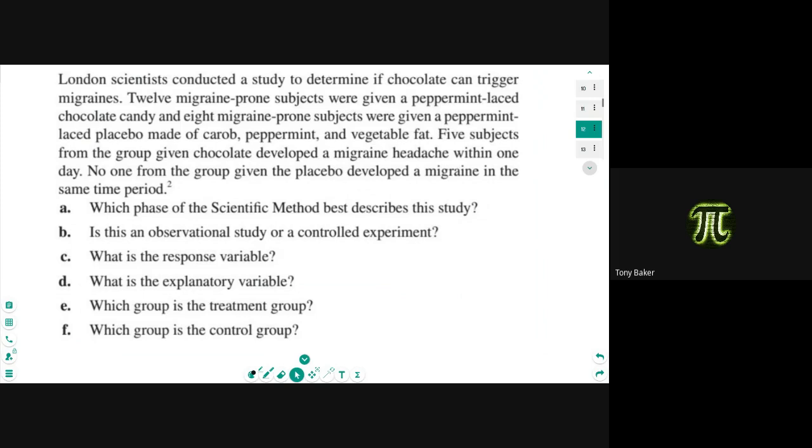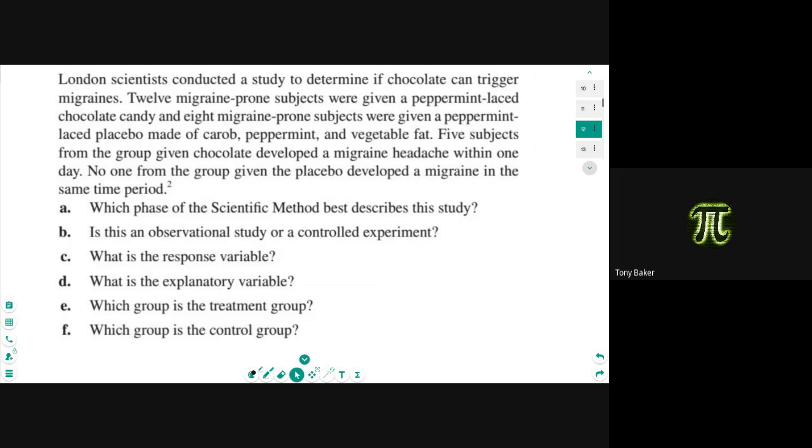Well, they're both migraine prone subjects. Which one's the treatment? Right. So in this case, we're testing the chocolate, so that's the drug in this case. The treatment group is the one getting the chocolate. The placebo group is the control group, the ones who are not getting it, to determine if there's a difference between the two.